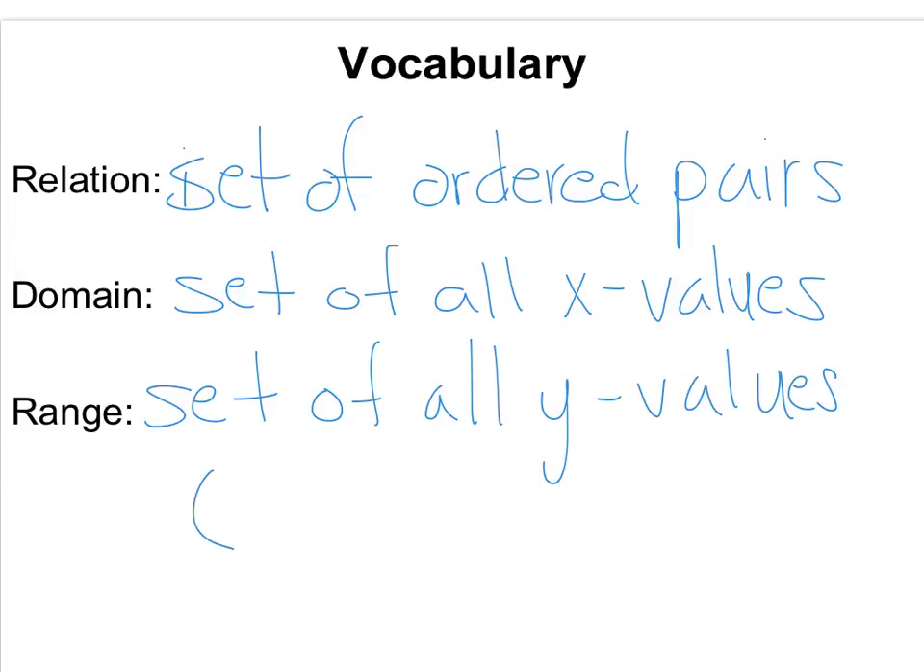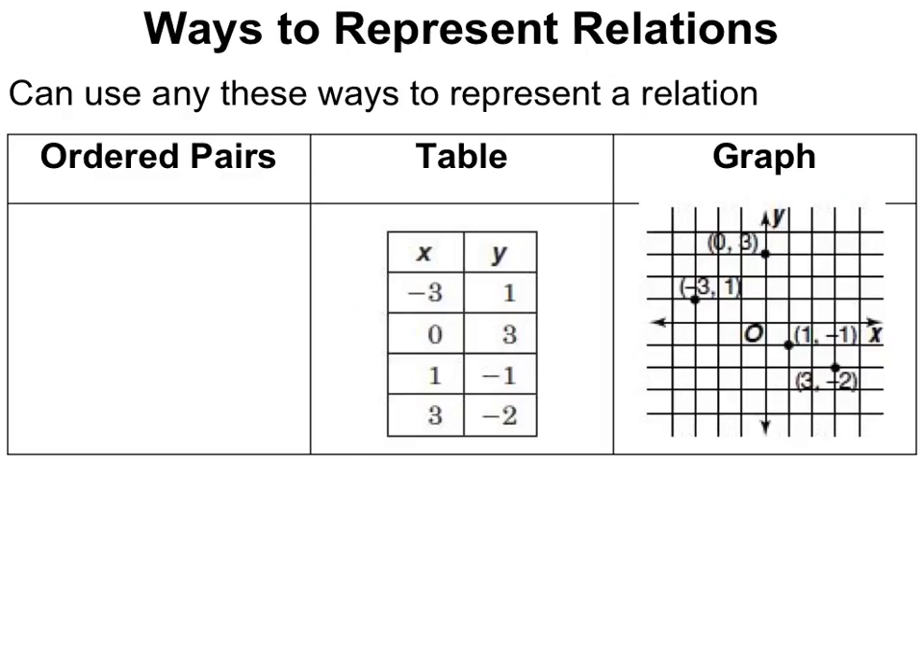An ordered pair is that x comma y that we can graph on a coordinate grid. We're going to talk about a couple other ways to show those ordered pairs. So ways to represent a relation: you can have ordered pairs, table, and graph. The table and graph are already done for you here, but you will do them in the examples. The ordered pairs would be the list of the points that are listed in the table and on the graph.